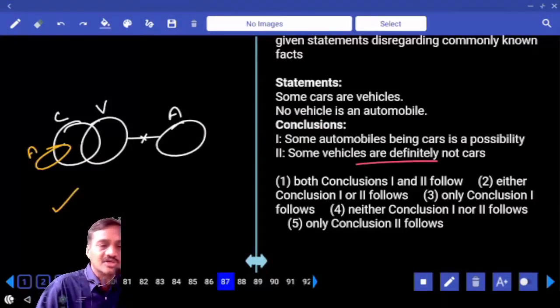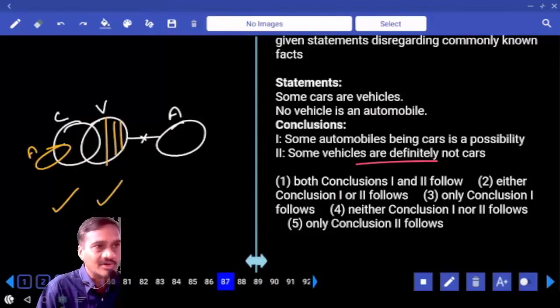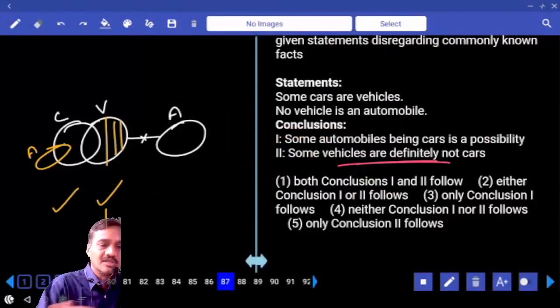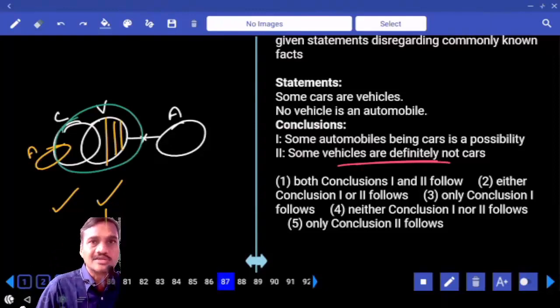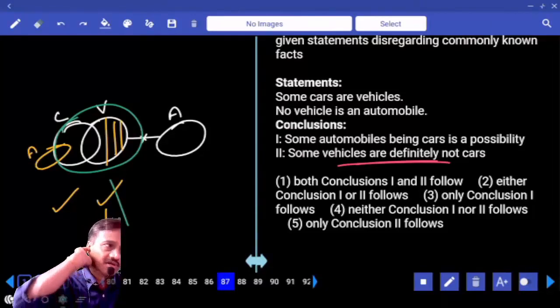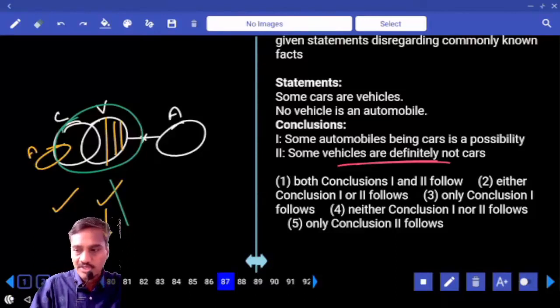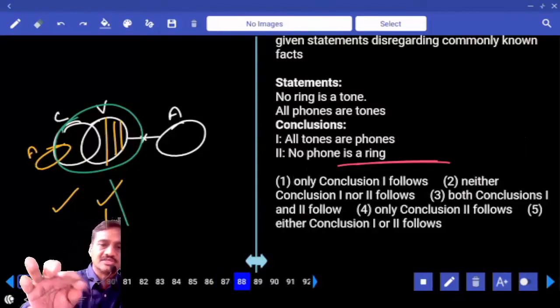And some vehicles are not cars. As of now true, these are the vehicles which are not cars, definitely true. As it is definitely true, it is a negative conclusion. Is it false or not? In the alternate case, all these vehicles are cars. All vehicles are cars is possible. Then hence alternate diagram true, previous conclusion false. Hence what is your answer? Only one, that is choice 3, 87.